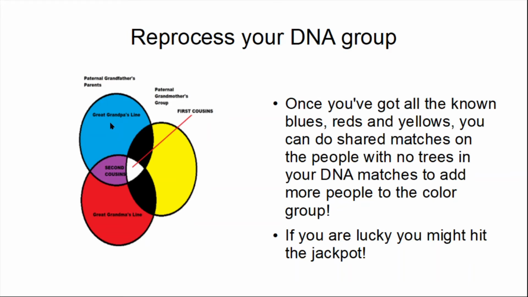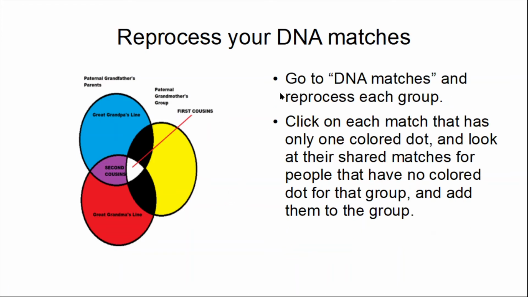Once you've found all the known blues and the known reds and the known yellows, you can do shared matches on the people with no trees in your group to add more people to the colored group. If you're lucky, you might hit the jackpot. We're going to go to our DNA matches and reprocess each group. Check on each match that has only one colored dot, and look at their shared matches for people that have no colored dot for that color group and add them to the group.